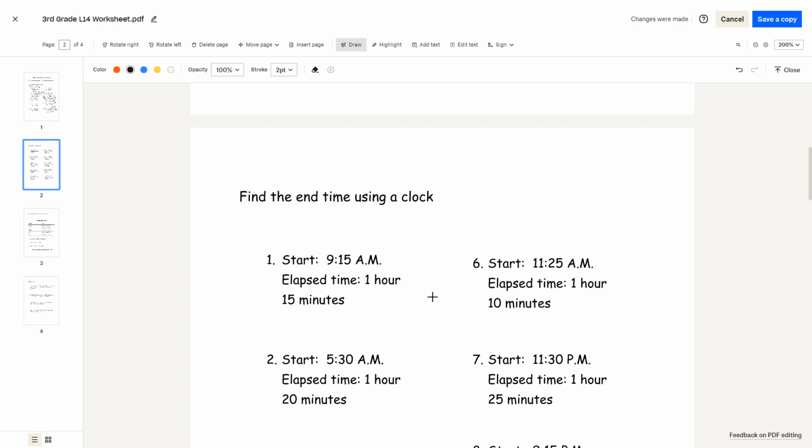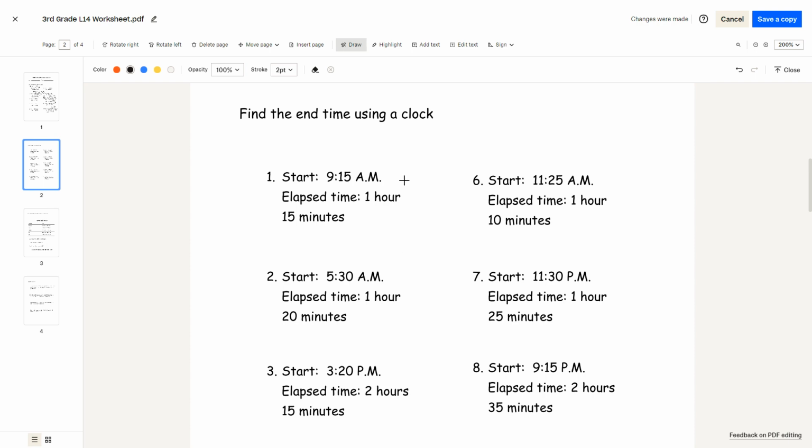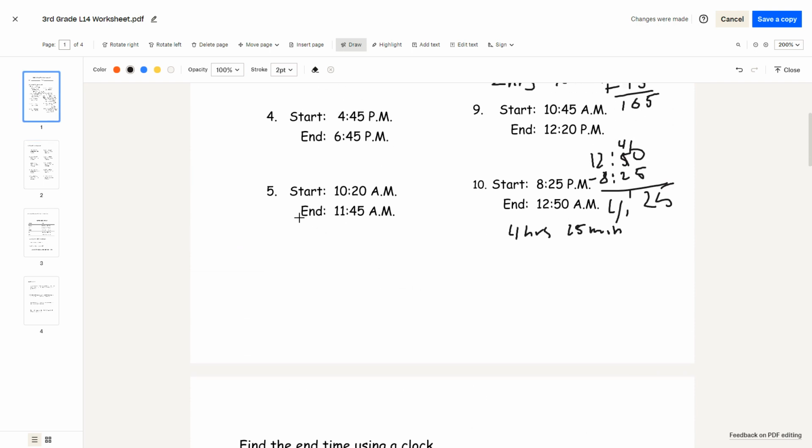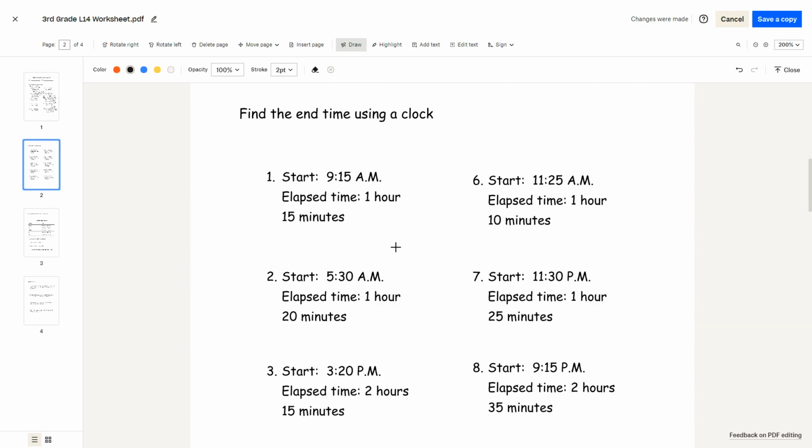So for this one, find the end time using a clock. The end time is this one here, and we're given the elapsed time. So our start plus elapsed should give us the end, right? So we just add these all together. So 9:15 plus 1 hour and 15 minutes. So 5 plus 5 equals 10. 1 plus 1 equals 2. 2 plus 1 equals 3. And then we have 9 plus 1 equals 10. So we have 10:30 a.m.